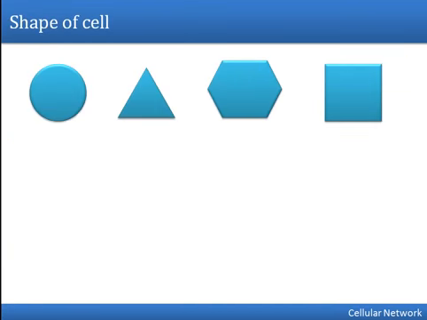So let's see the possible options. There are other options as well, but we are going to discuss only these. If we go for a circle and try to cover the entire area, there will be overlapping, so that's why this option will be rejected right here.